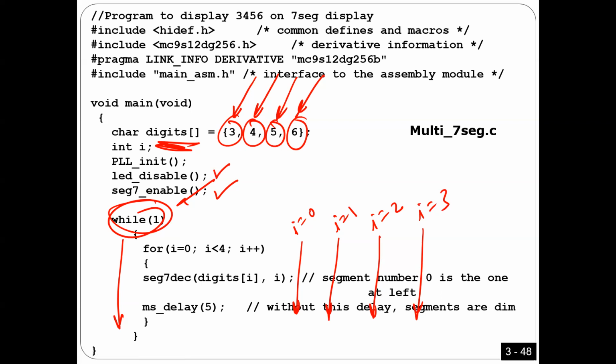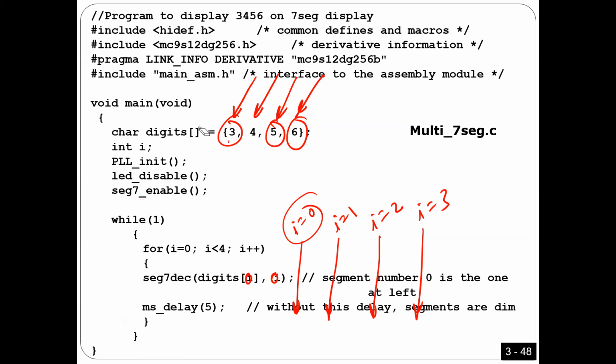In case it is 0, that means I'm going to put 0 here, and I'm going to get number 3. I'm going to get this one, put it here, and put it on display 0.